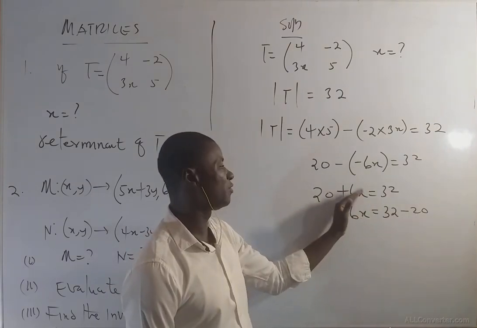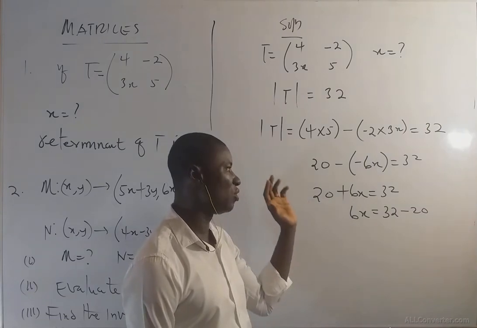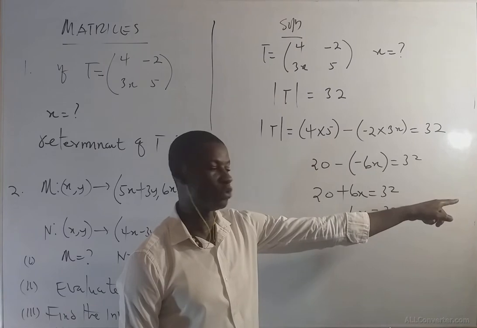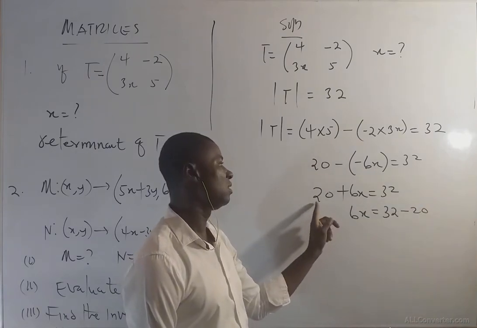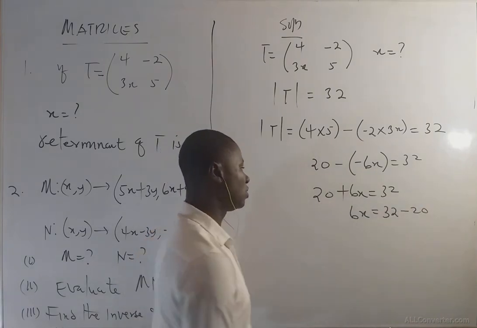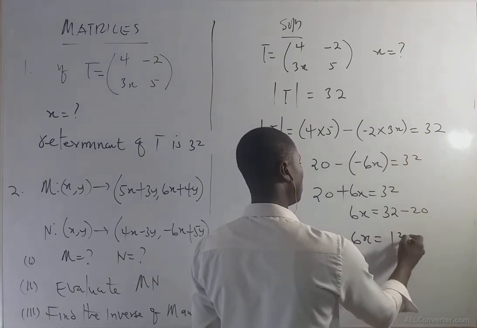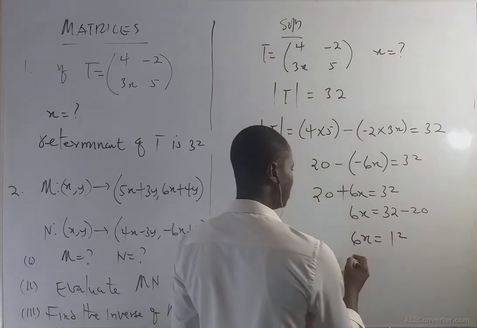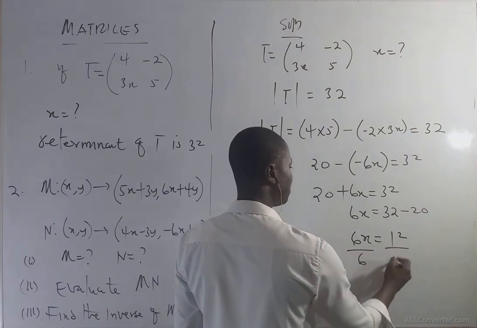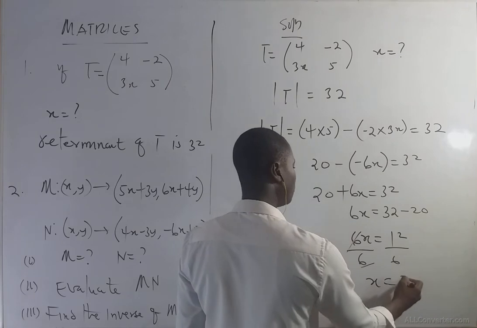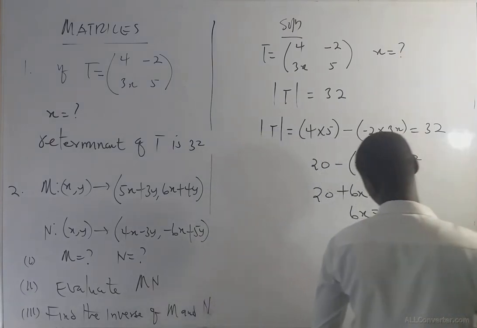When we subtract 20 from the left hand side, 20 minus 20 will be gone. Then we are left with 6x, and we have 32 minus that 20, because whatever you do to the left hand side, you do the same thing to the right hand side. So we have 6x here, and 32 minus 20 gives us 12. We are solving for x, so we divide through by 6. Then 6 goes into 12 two times, so the value of x is equal to 2.